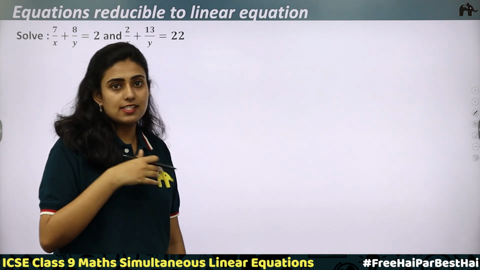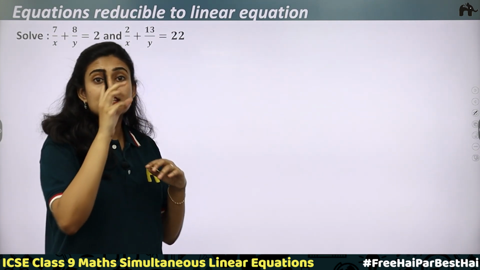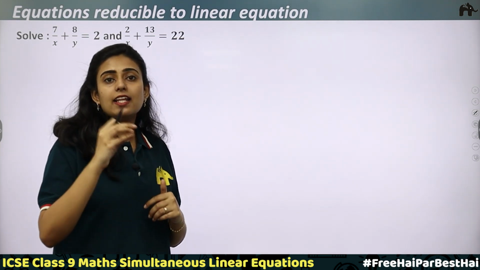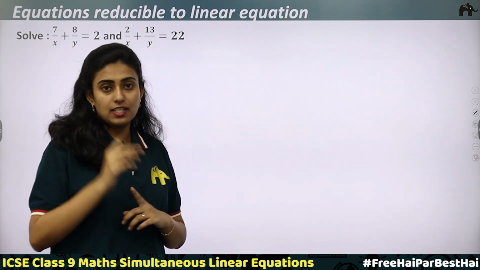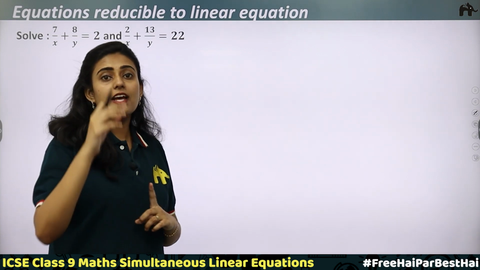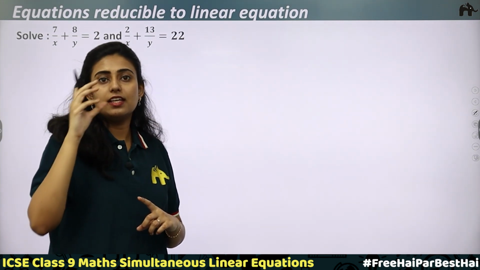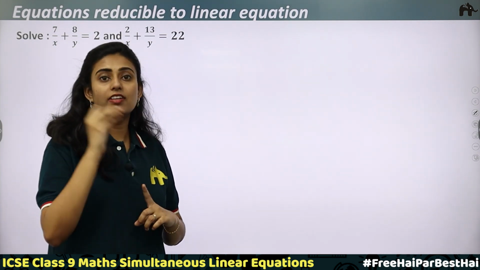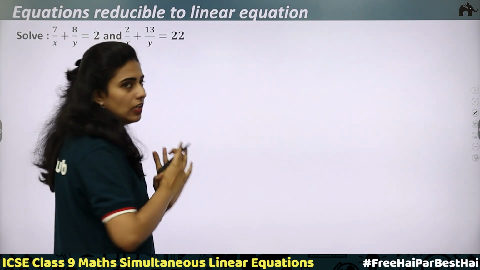That is, if the x terms are made the same in both the equations, then the y value can be determined. If we make the y terms the same, then the x terms can be used and we can find the value of x. The same method we are going to use here.